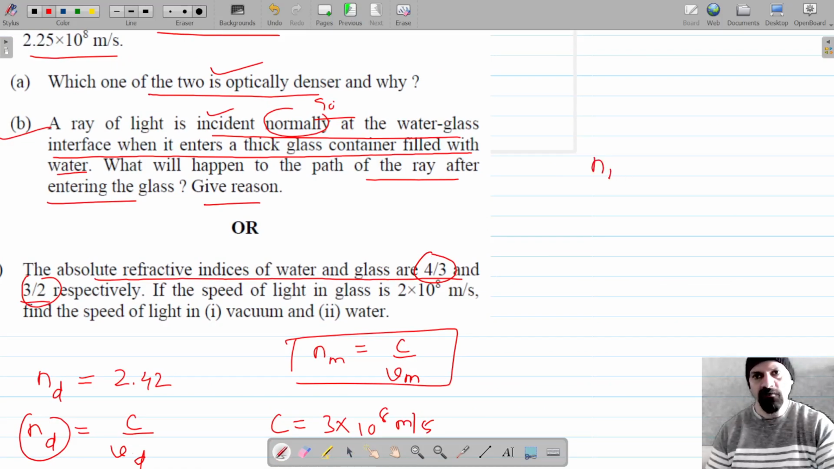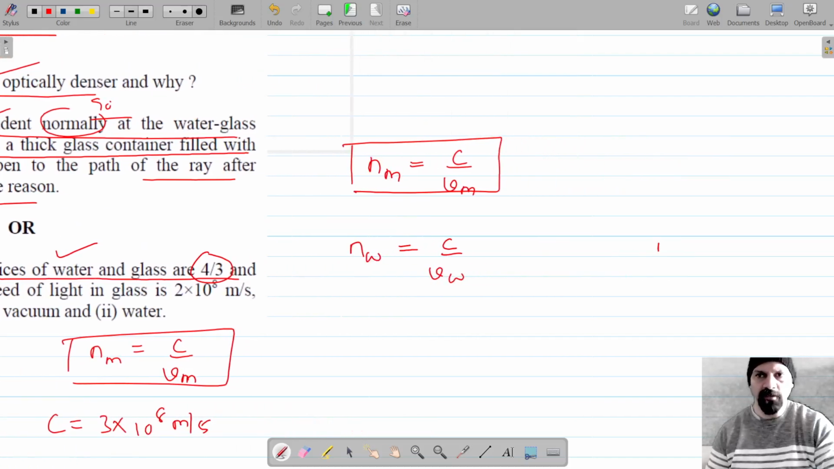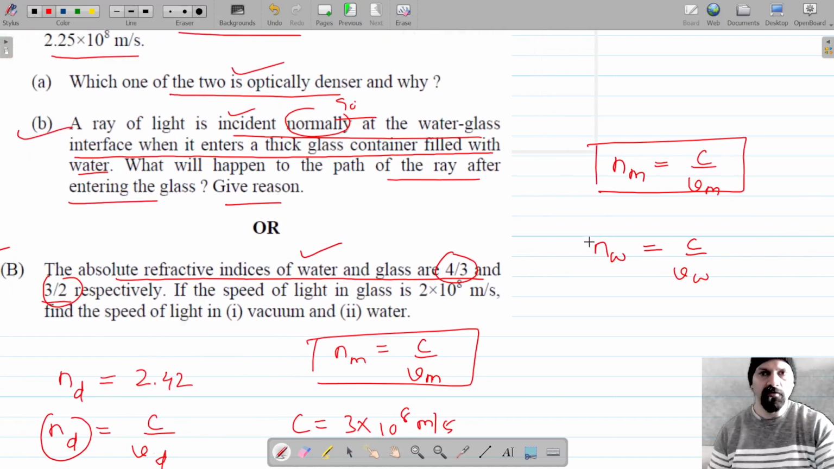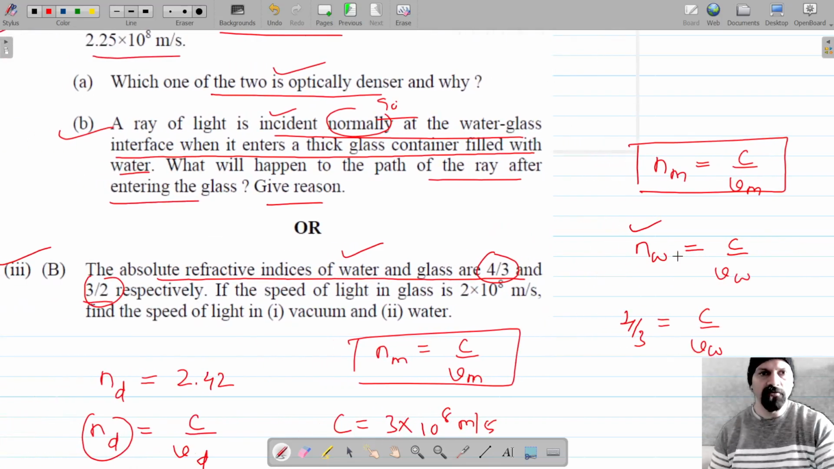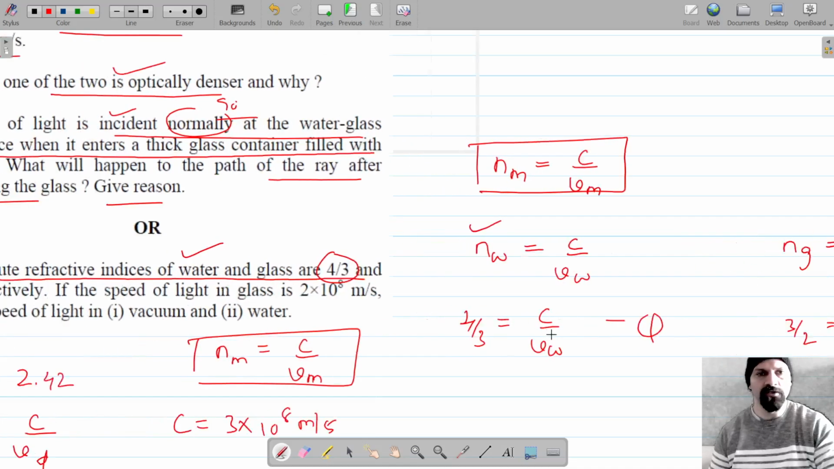So we know that absolute refractive index of a medium is given by C upon Vm, where C is the speed of light and Vm is the velocity of light in this medium. First medium is water. So refractive index of water will be C by Vw. And the refractive index of glass will be written by Ng, medium is glass, C by Vg. Now refractive index of water is given which is 4 by 3, so this is C upon Vw. And the refractive index of glass which is 3 by 2, so this is 3 by 2 is equal to C upon speed of light in glass. Let this be equation 1 and let this be equation 2.